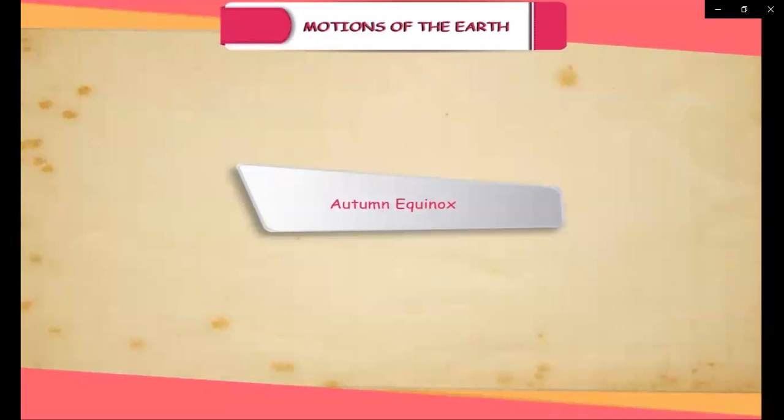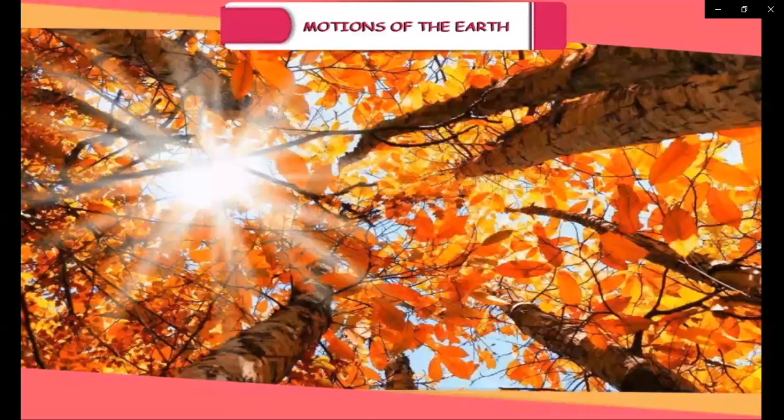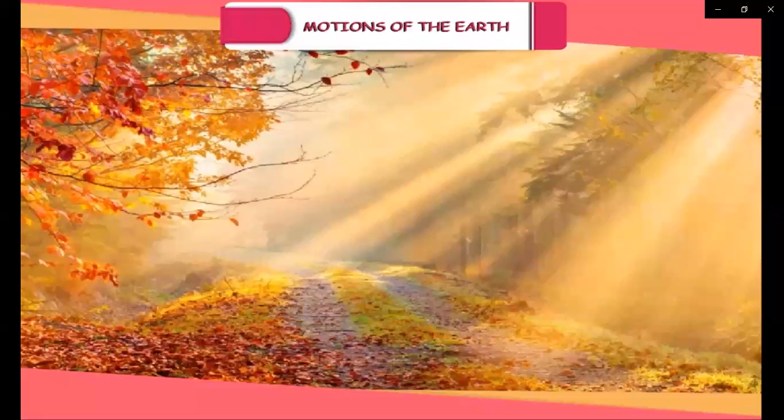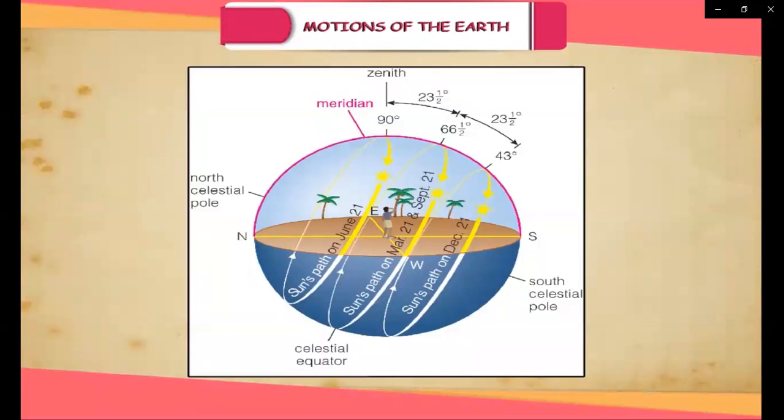Autumn equinox. From summer solstice position, the Earth gradually moves on, and on 23rd September, it reaches the position of autumn equinox. The length of day starts decreasing in Northern Hemisphere. The opposite of it takes place in Southern Hemisphere.